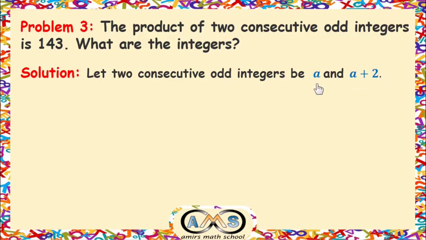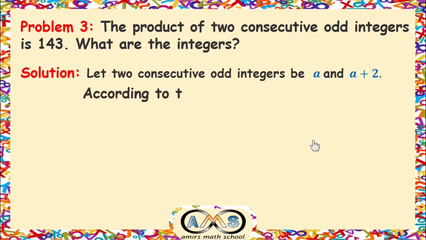We know the sequence of integer numbers. If any number is starting with an odd number, then next to the odd there will be an even number. Then next to the even number there will be again an odd number. That's why if a is an odd number, then a plus 1 will be even and a plus 2 will be again odd. So two consecutive odd integers will be a and a plus 2.